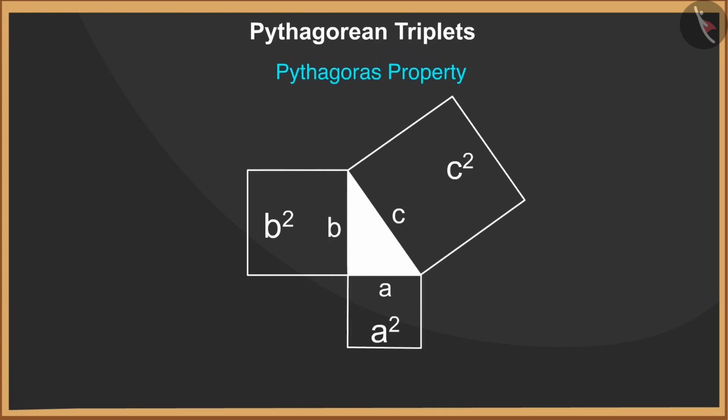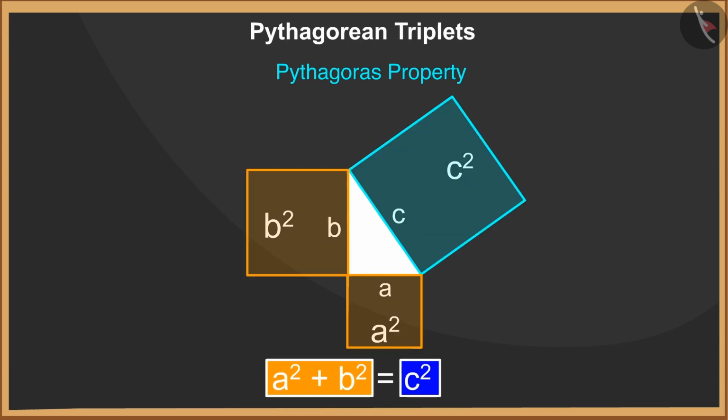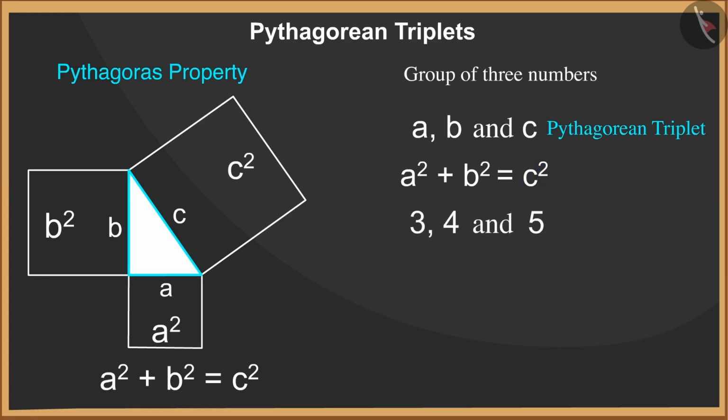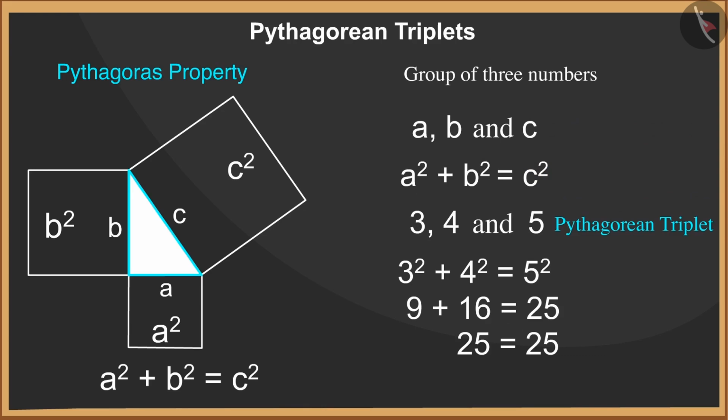In the previous class, we learned about the Pythagoras property, which states, in a right-angled triangle, the square on the hypotenuse is equal to the sum of the squares on its legs. Did you know that the group of three numbers that can represent the sides of a right-angled triangle are called Pythagorean triplet numbers? Which means, in a Pythagorean triplet, the sum of squares of two numbers is equal to the square of the third number. For example, the numbers 3, 4 and 5 are Pythagorean triplet.